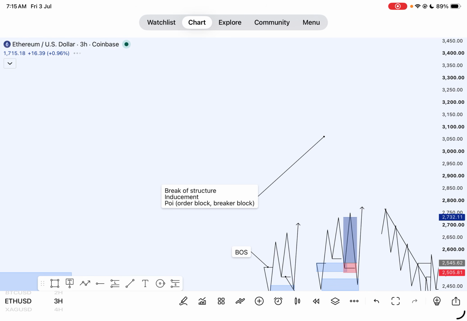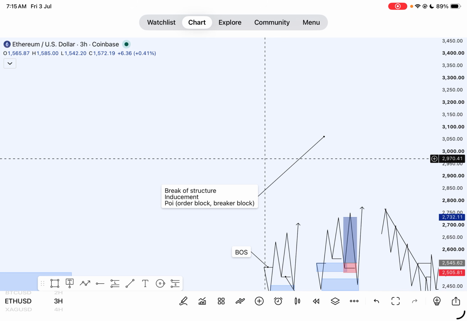Now there are three things you need to pay attention to when looking for your continuation patterns, and the three things are your break of structure, your inducement, and your point of interest. Your point of interest might either be your order block or your breaker block. When I made the video concerning reversal patterns, I mentioned that there must be four things present to confirm your reversal patterns, which were market structure shift, your sweep, your inducements, and your point of interest.